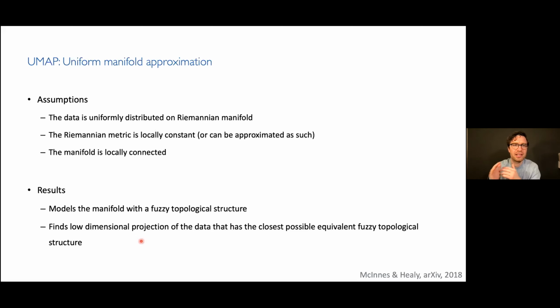There's a couple of assumptions that are made in UMAP. One, that the data is distributed uniformly on a Riemannian manifold, that the Riemannian metric is locally constant, and that the manifold is locally connected. And what UMAP then gives you is it models this manifold with a fuzzy topological structure, and it finds a low dimensional projection of the data that has a very similar fuzzy topological structure to your original data. So what does all this mean?